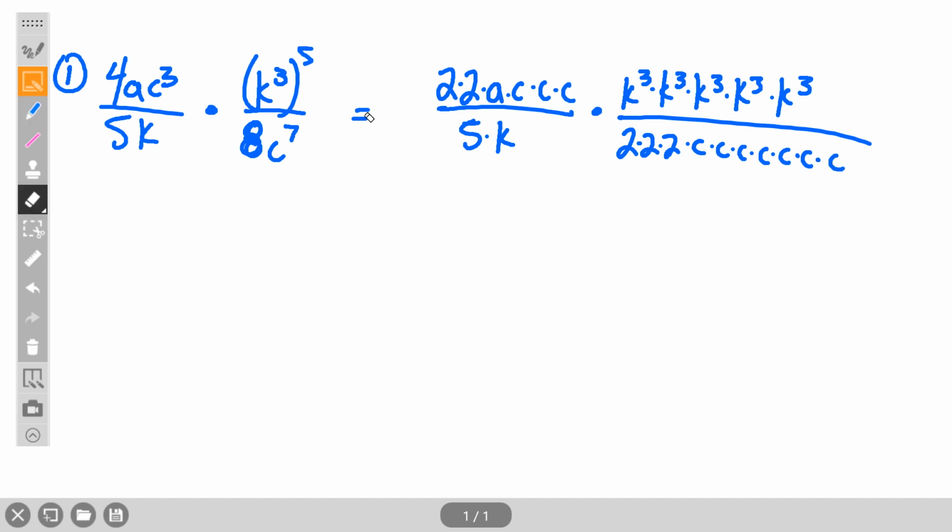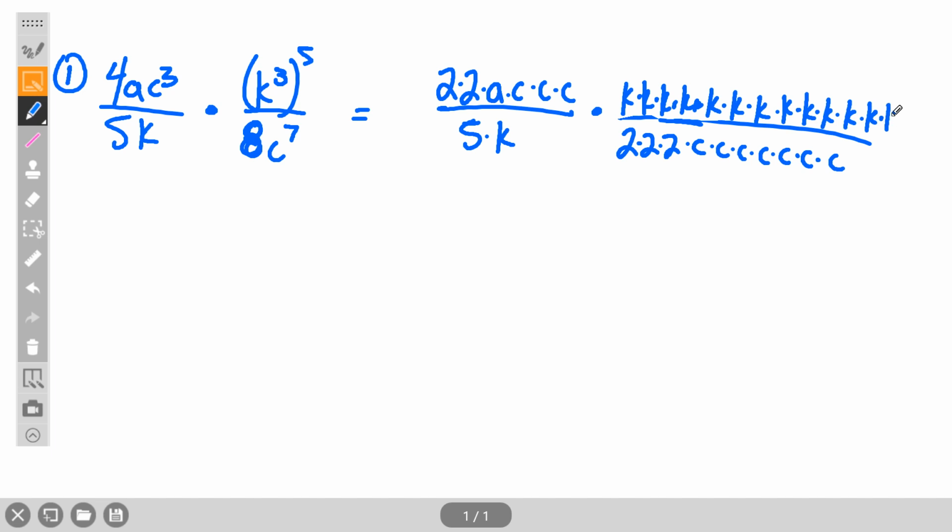Now, I do have a bunch of k cubes up here. There's 5 of them. Each of these are k times k times k. So I need to change these so that I have them all laid out. So I have 15 of them. 1, 2, 3, 4, 5, 6, 7, 8, 9, 10, 11, 12, 13, 14, 15.